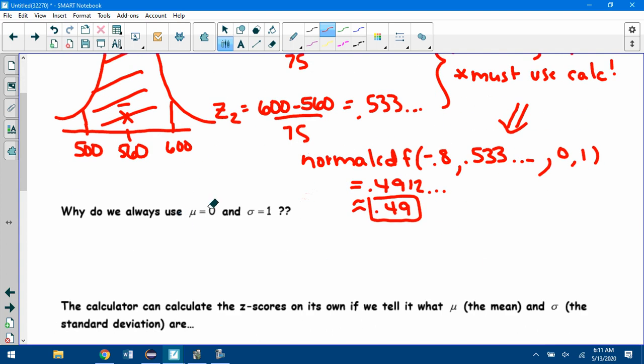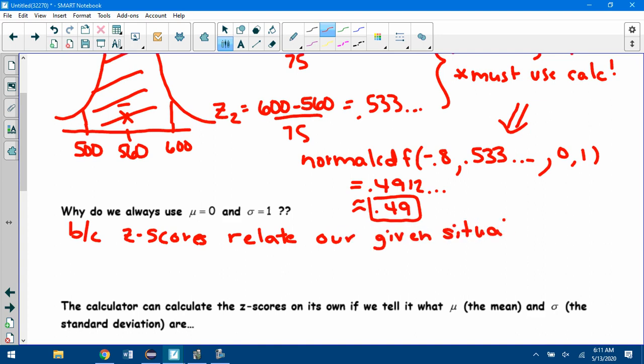Now, why have we always been using the mean of 0 and a standard deviation of 1? Well, that's because z-scores relate our given situation to, I'm going to call it the parent normal curve. That graph is the parent normal curve.